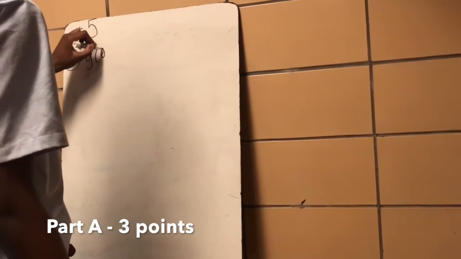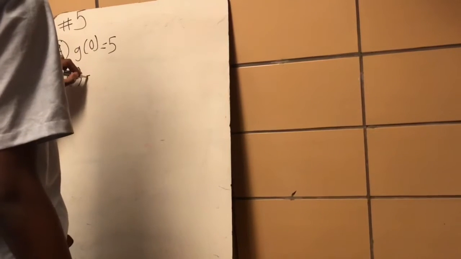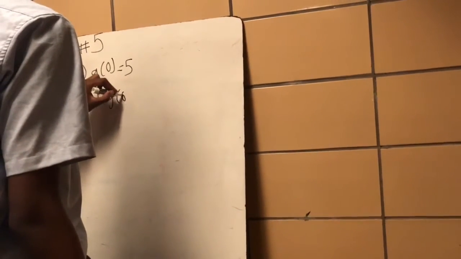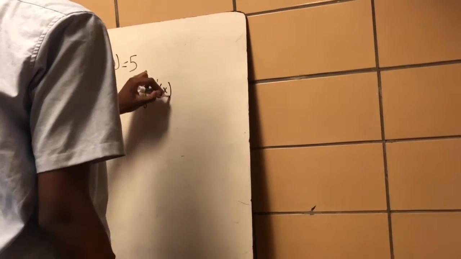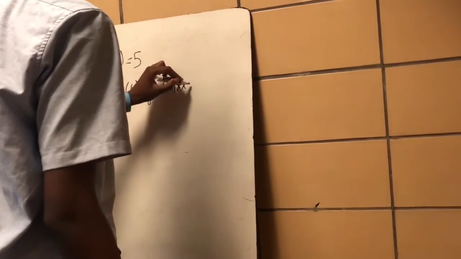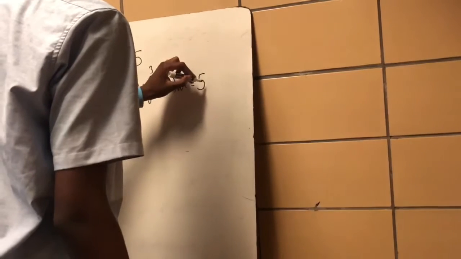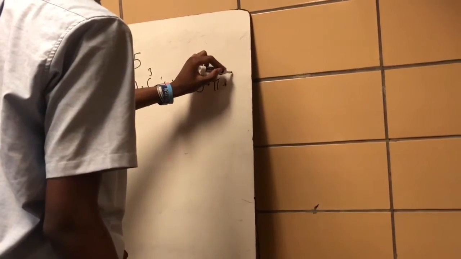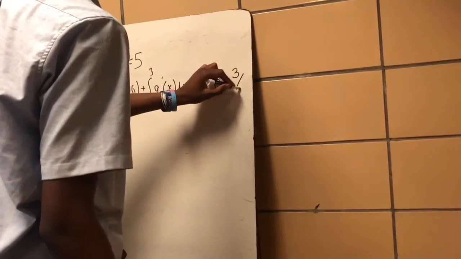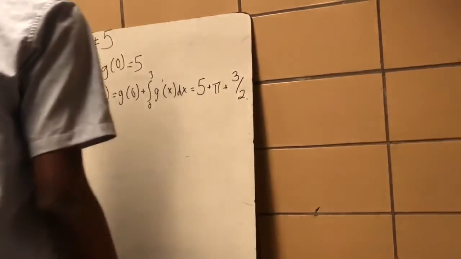For part A of question 5, you're given the function g of 0 equals 5. They ask you to find g of 3 and g of negative 2. To find g of 3, you must use the fundamental theorem of calculus and do g of 0 plus the integral from 0 to 3 g prime of x dx, which equals 5 plus pi, which is the area of the circle since it's 1/4 of the circle, plus 3/2, which is the area of 1/2 of the triangle.